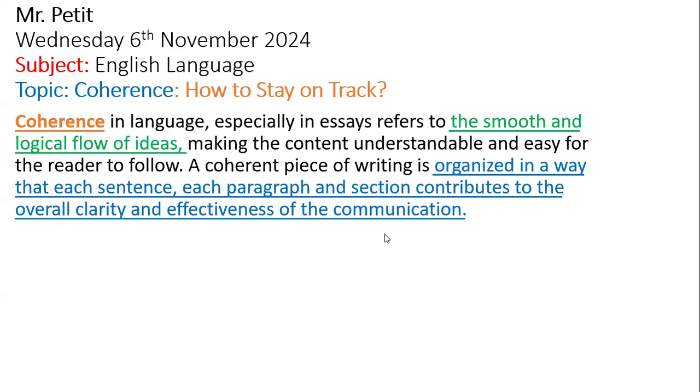That's how you stay coherent. One sentence at a time, one bite at a time. That's how you eat an elephant, one bite at a time. All right, so that's what this is saying here. A coherent piece of writing is organized in a way that each sentence, each paragraph and section contributes to the overall clarity and effectiveness of the communication.